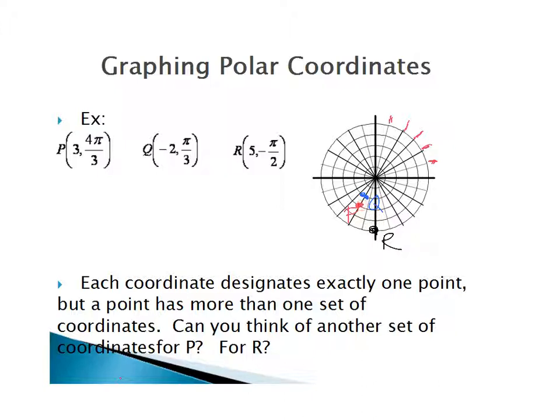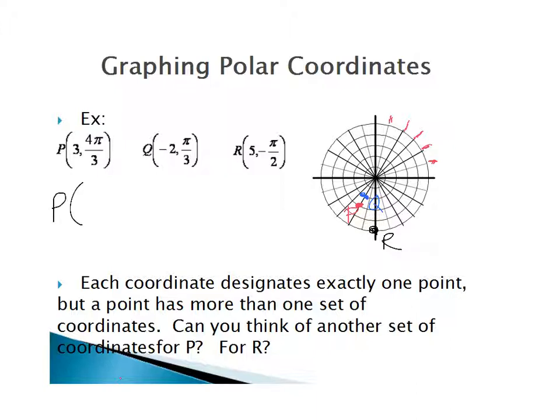All right, this point here. This was the one where we said it was 4 pi over 3 and it was 3 rings out. Got it. But couldn't we have, instead of going to 4 pi over 3, gone to pi over 3 and then backed up the 3, just like we did for point Q? That could be another set of coordinates.